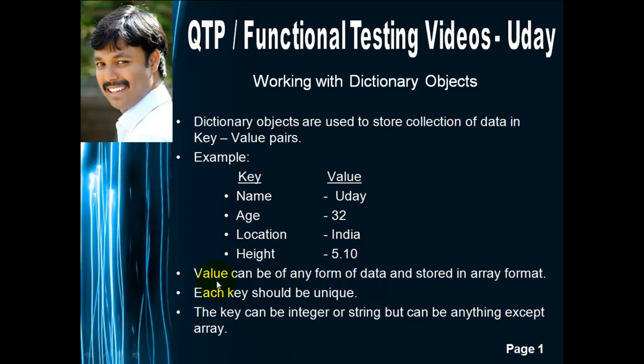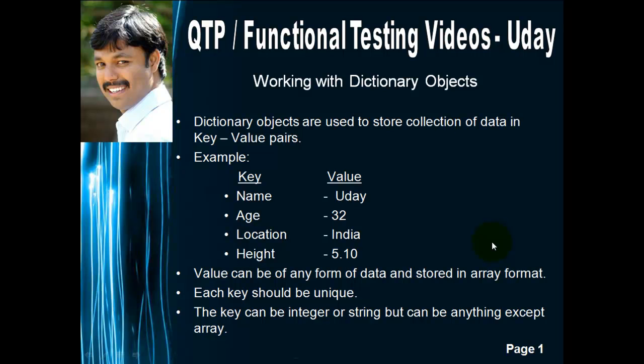So that's what I mean to say here, like value can be of any form of data and stored in an array format. What I mean to say is, if I create an object called dict obj, dict obj of name will have Uday, dict of age will have 32, like this. All this collection of data is stored in an array format, but here dictionaries are completely different to arrays.